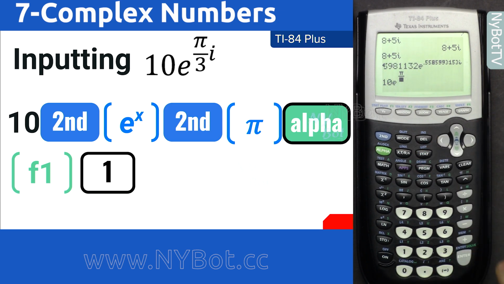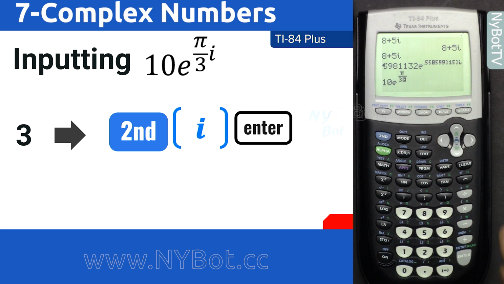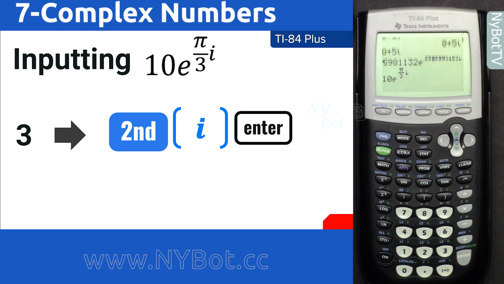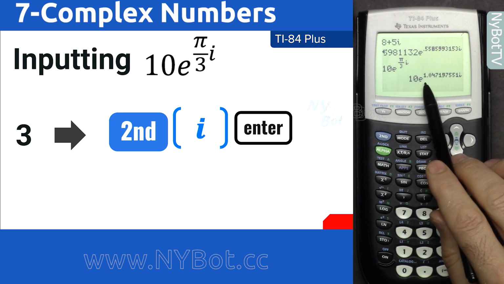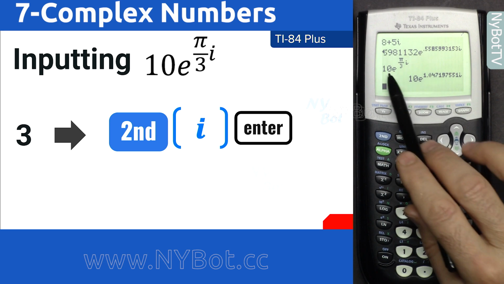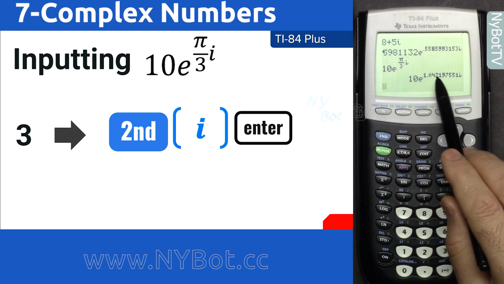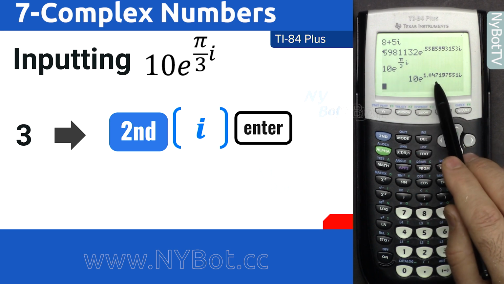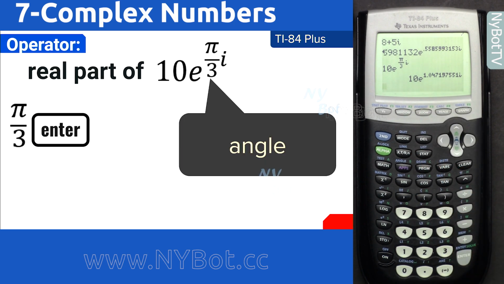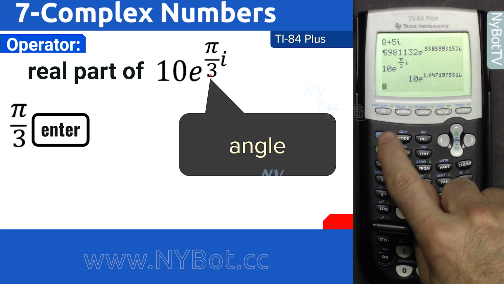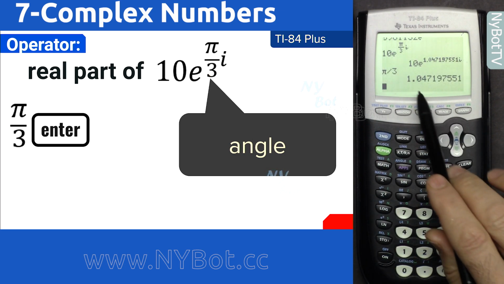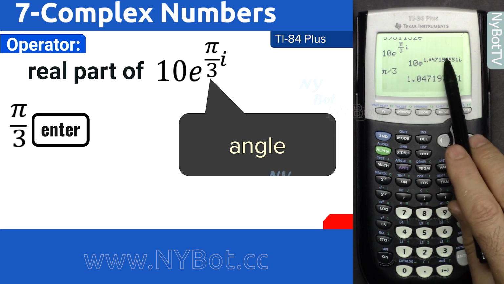Press 1, and then we press 3 with the arrow, go to the right, and then second function i, and enter. Now this value has been inputted, and as you can see it shows 10 to the power. This is shown now as a number instead of pi, because if we do second function pi divided by 3, you will see it's 1.047, so that's the number.